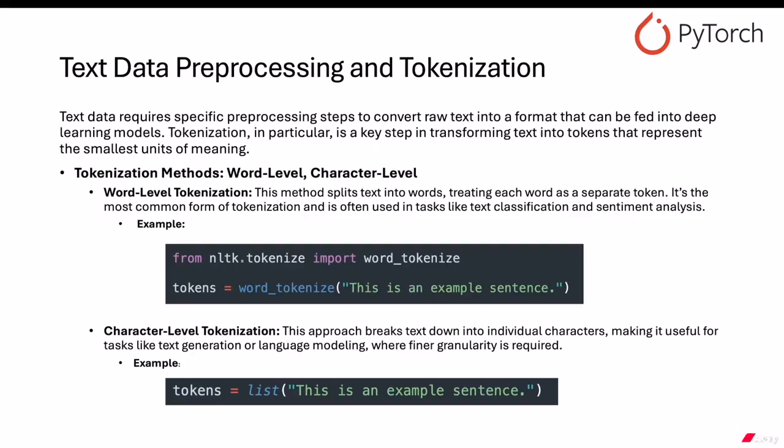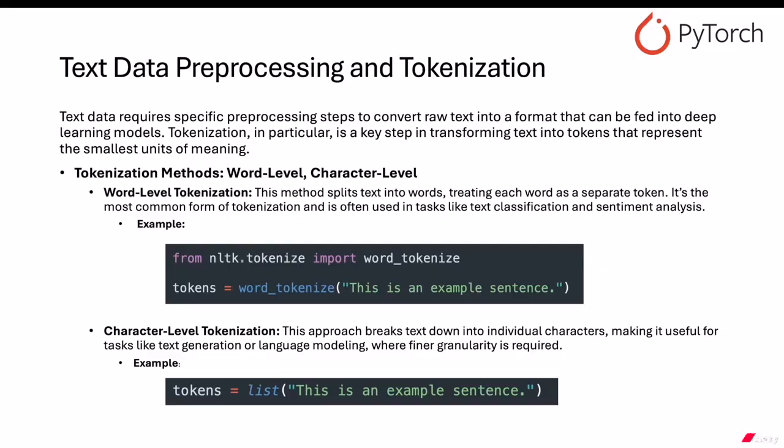Tokenization methods, word level and character level. Let's look at word level tokenization. This method splits text into words, treating each word as a separate token. It's the most common form of tokenization and is often used in tasks like text classification and sentiment analysis. Here is an example where I'm importing word_tokenize from nltk.tokenize, and to the variable tokens I'm calling the word_tokenize function and passing it, This is an example sentence.